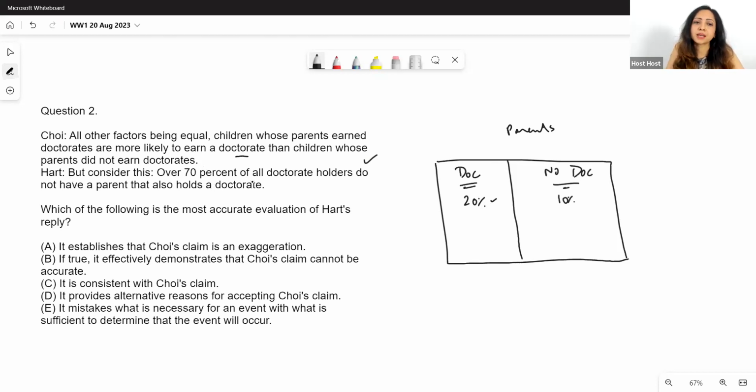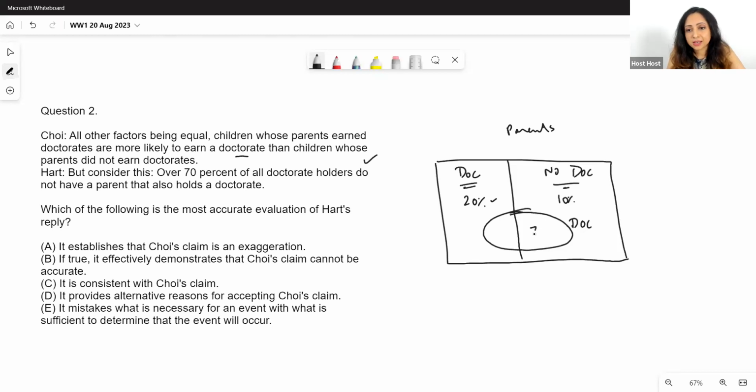Okay. Now consider what Hart says. Over 70% of all doctorate holders do not have a parent that also holds a doctorate. Okay, so we're talking about doctorate holders. So then it's a set, and of course, all of them have parents, right? Either their parents will have a doctorate or they'll not have a doctorate, doesn't matter. But all of them are going to lie somewhere inside this rectangle. Now he says that over 70% of all doctorate holders, the children who have doctorates, do not have a parent. So over 70, let's just take it as 70, doesn't matter.